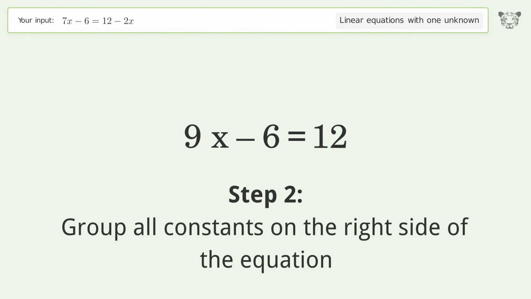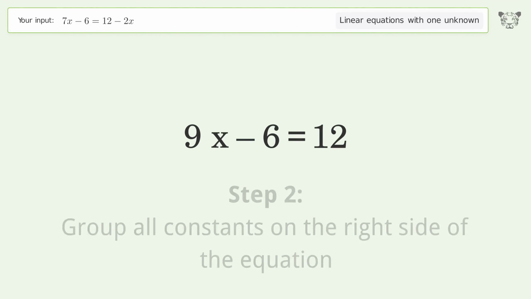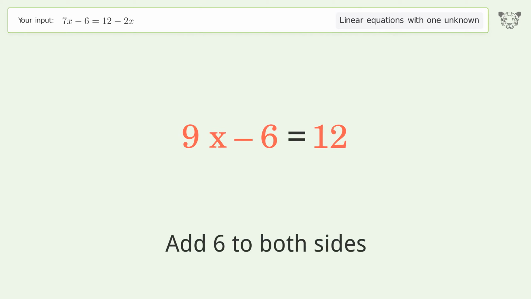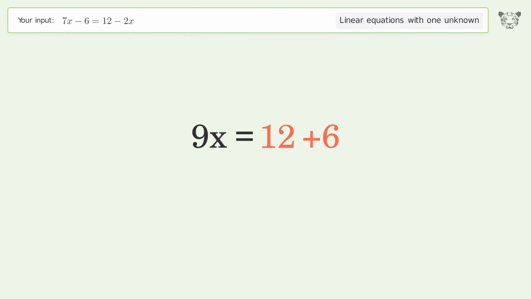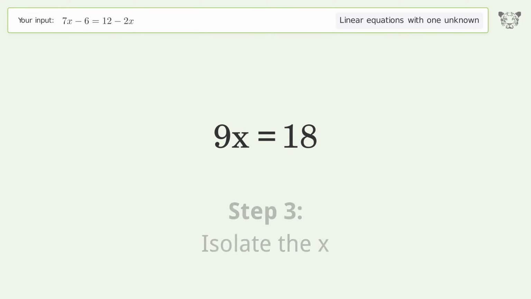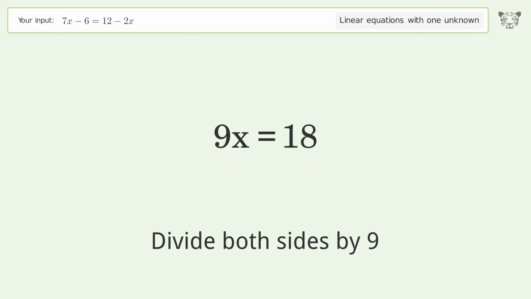Group all constants on the right side of the equation. Add 6 to both sides. Simplify the arithmetic. Isolate the x. Divide both sides by 9.